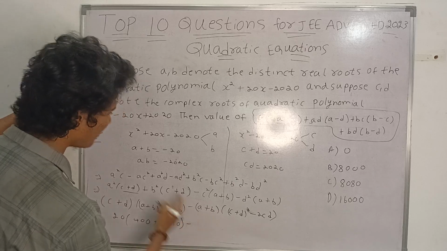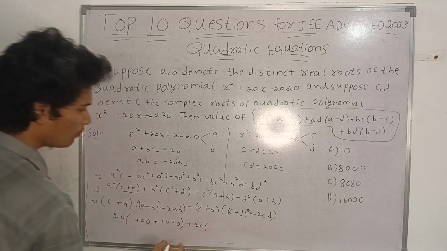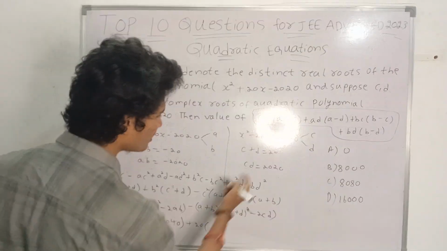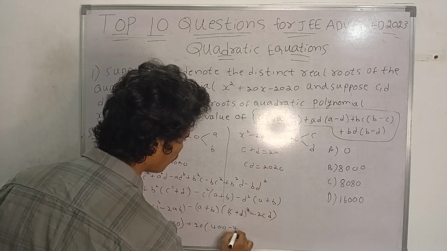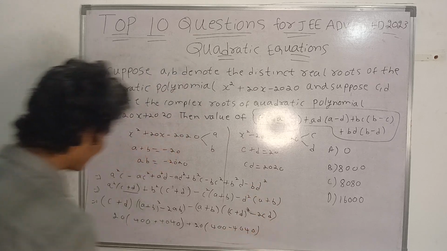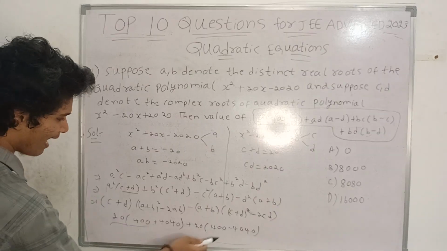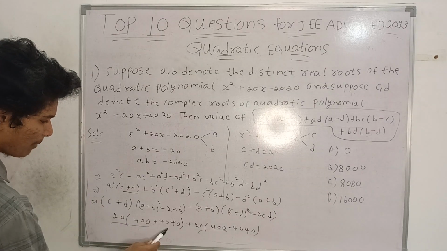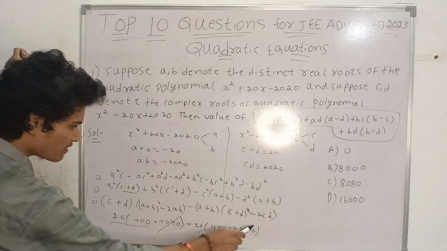And here minus A plus B. Here minus 20, minus into minus plus, 20 into C plus D whole square. What is C plus D? C plus D whole square is 400 minus 2CD. It is minus 4040. And clearly it is visible that when you multiply 20 by 4040 and 20 by minus 4040, these two things will get cancelled.